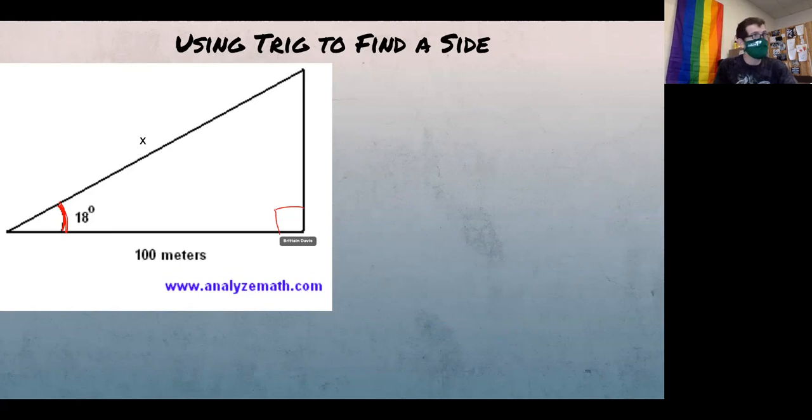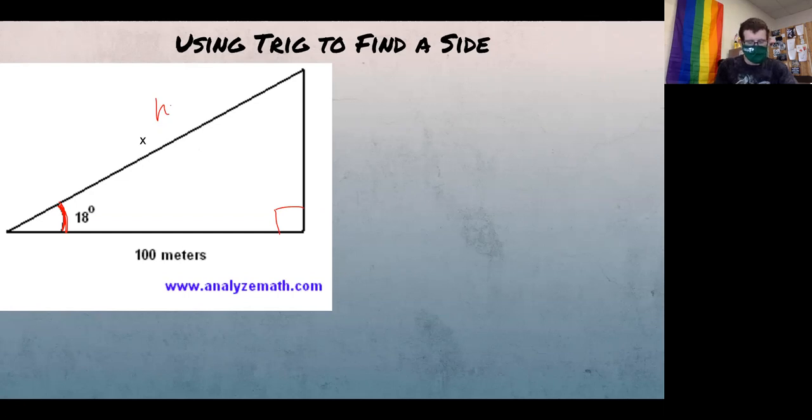So I don't worry about the 90, but the reference angle is this 18, and hopefully we're all good with that. Then I want to label my sides: hypotenuse, opposite, adjacent. The hypotenuse is where I always start. It's the easiest one to identify. So I'll put an H right there for hypotenuse.